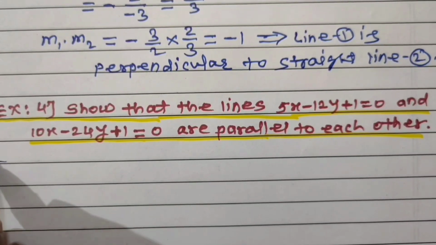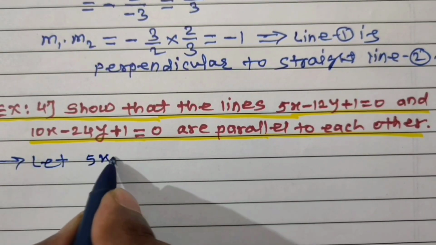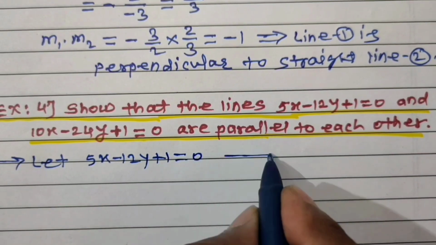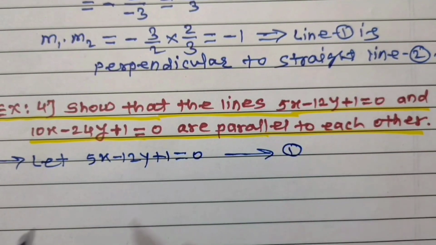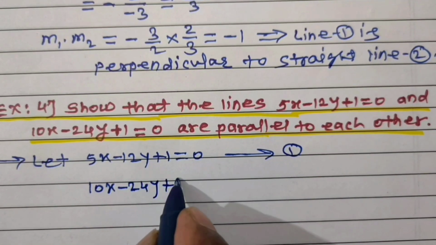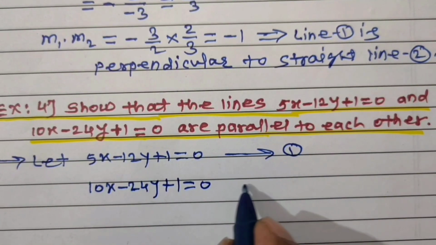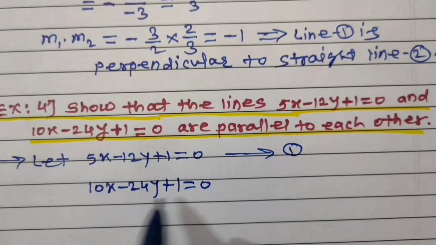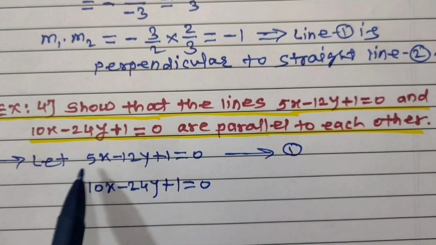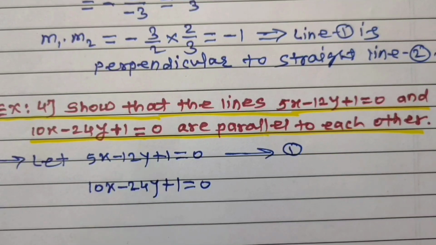So, solution for this: let 5x minus 12y plus 1 is equal to 0. This is straight line 1. And 10x minus 24y plus 1 is equal to 0. This is straight line 2. But we have to simplify this line because in case of parallel lines, coefficients of x must be same, coefficients of y must be same.